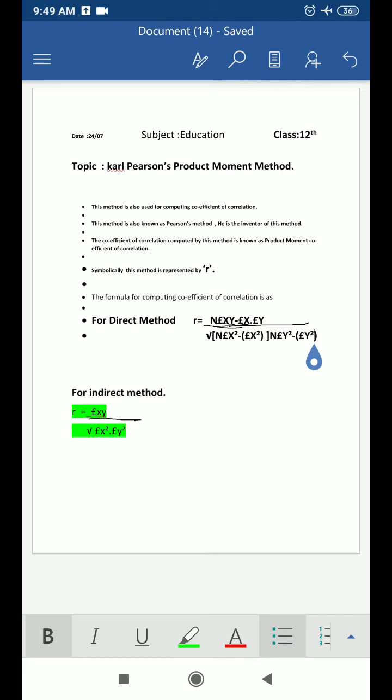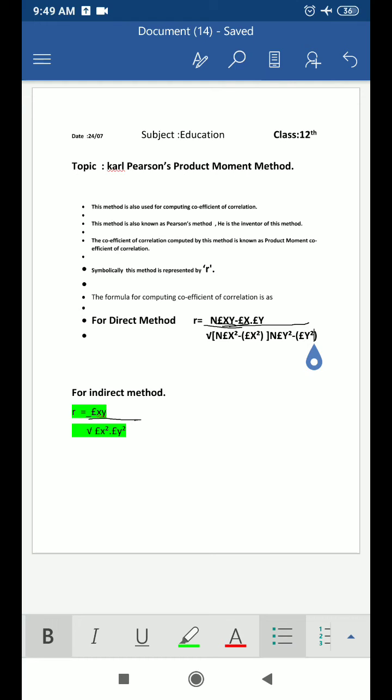The coefficient of correlation computed by this method is also known as product moment coefficient of correlation. So, जब हम coefficient of correlation compute करेंगे by this method, it is known as product moment coefficient of correlation. क्योंकि हम ये product moment method से करते हैं, that is why it is known as product moment coefficient of correlation.